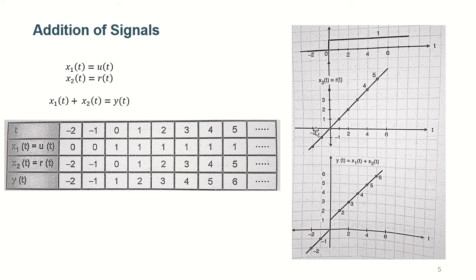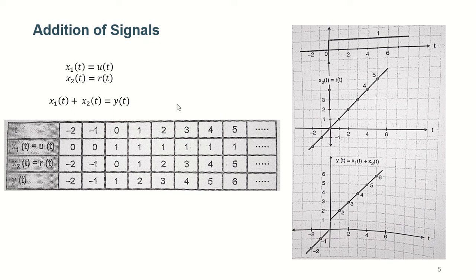So see in the graph, for -2, what value is it holding? It is holding -2. Similarly for -1, x1 of t is holding 0, x2 of t is holding -1. For 0, x1 of t is holding 1, x2 of t holding 0. For t equal to 1, x1 of t is holding 1, x2 of t is holding 1, which you can also confirm from this graph, right? For 2, x2 will be holding 2 here. Unit step is holding 1 only.